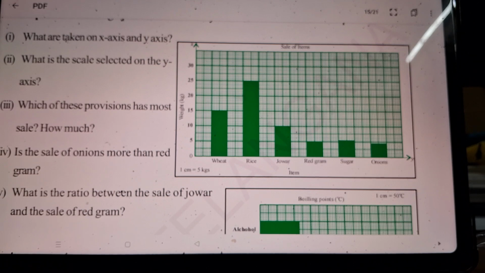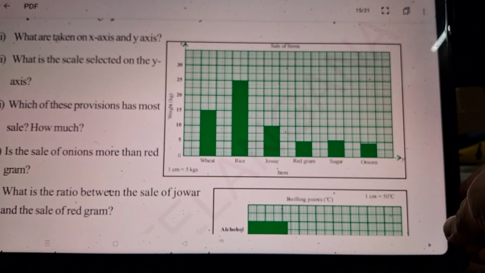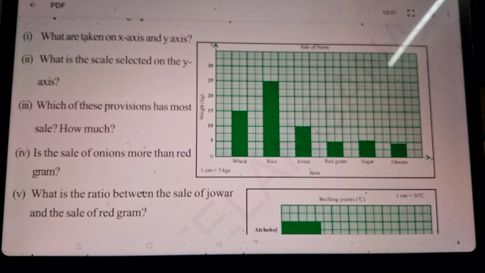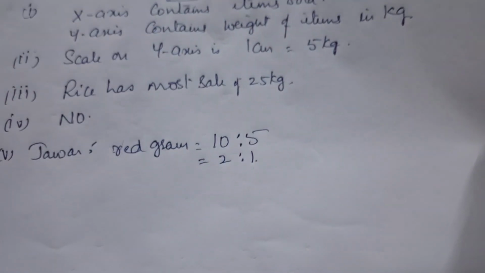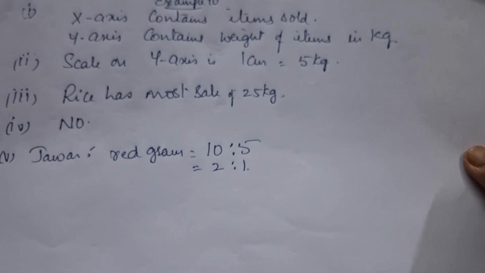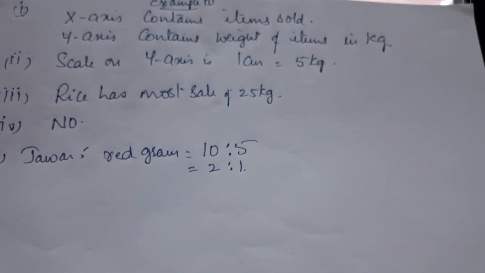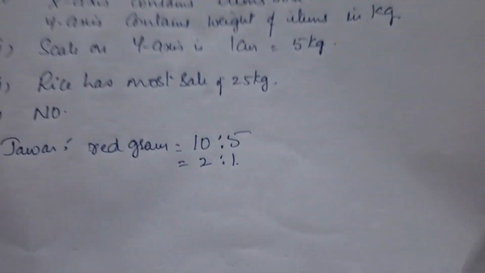So these are the questions, children. I have written the answers here. Please go through the answers that I have written here. You can copy it, children. See, for what are taken on x-axis and y-axis. So these are the answers that I have written in example 10. So what are they? Let us see.